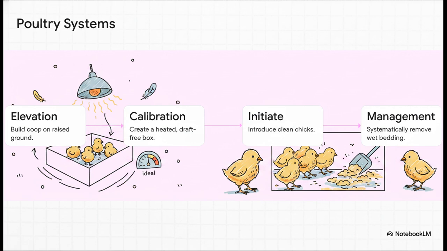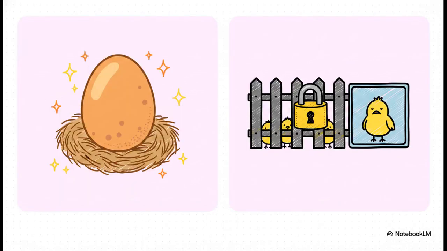Young chicks require a highly controlled, draft-free, heated microenvironment for early-stage growth. If this calibration is off, even slightly, the stakes are dramatic. Flock vitality just plummets. From there, it's all about introducing exclusively clean chicks and shifting into daily management to systematically remove threats like that wet bedding. But output metrics mean nothing without safety constraints.